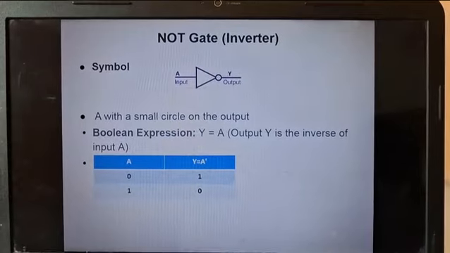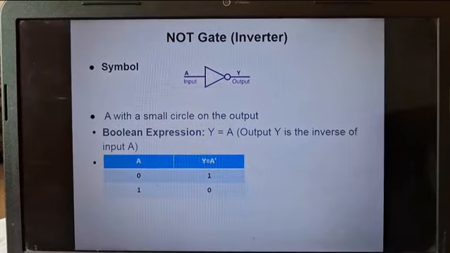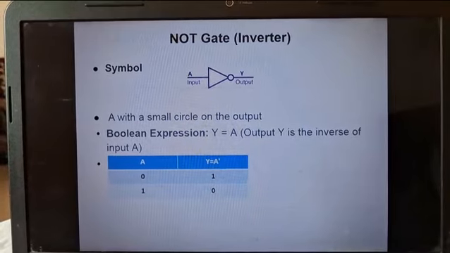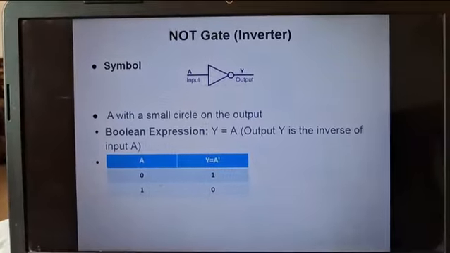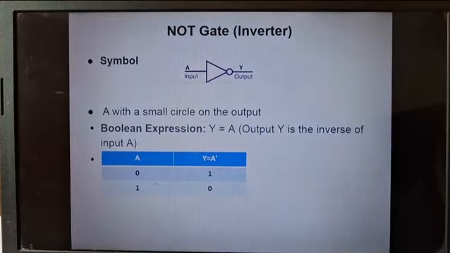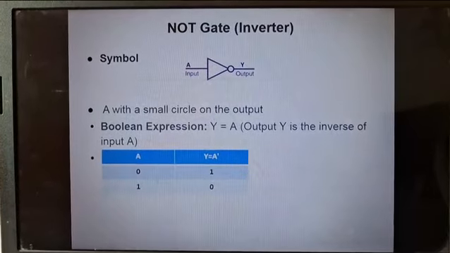This is a NOT gate. We can also call it an inverter gate. The symbol of this NOT gate looks like a triangle with a bubble. This is the gate which has only one input and one output. It does not have more than one input.